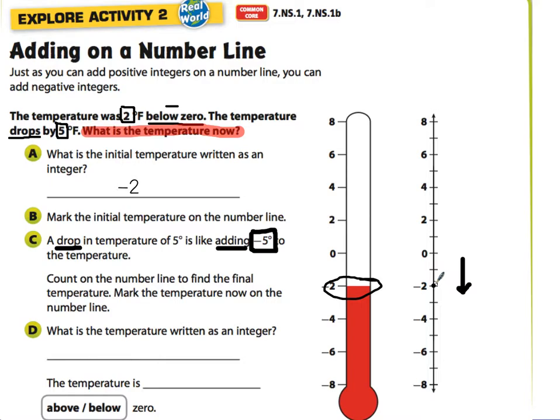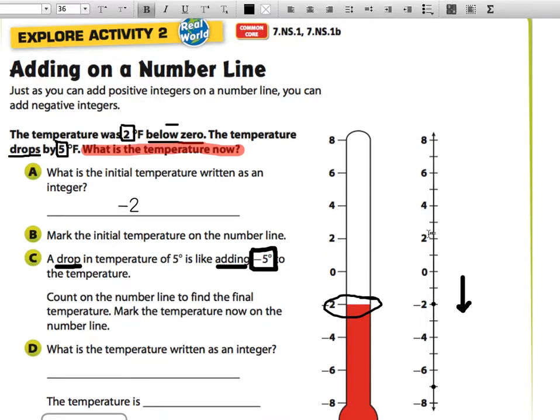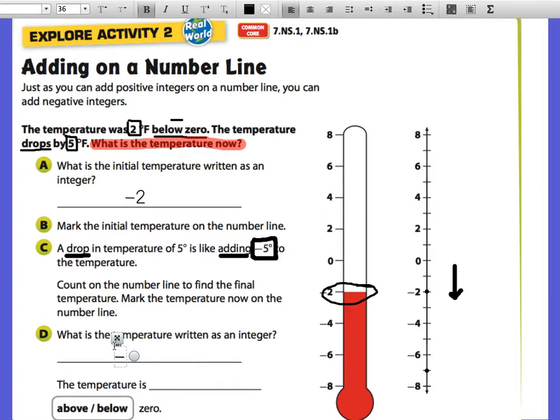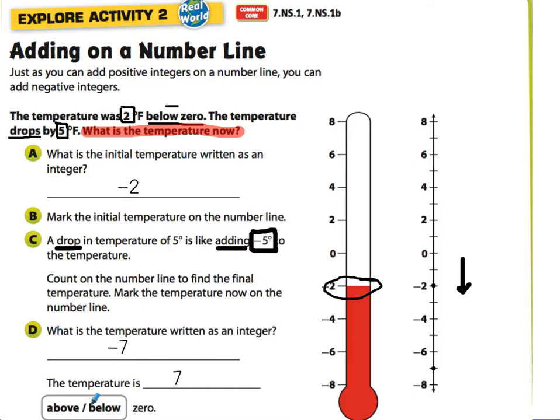So it's dropping 5 degrees. So since it's dropping, it's going down. So 1, 2, 3, 4, 5. Now in this case, I know that when I drop it by 5, that it gets me to a -7. So now I know that the temperature is -7. And in this case, since it's negative, it is 7 below 0.